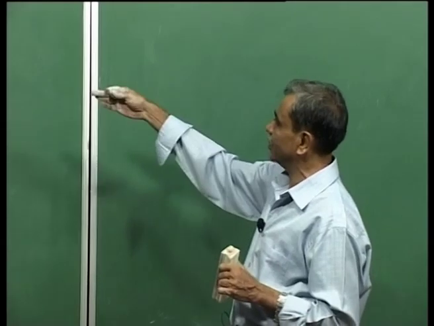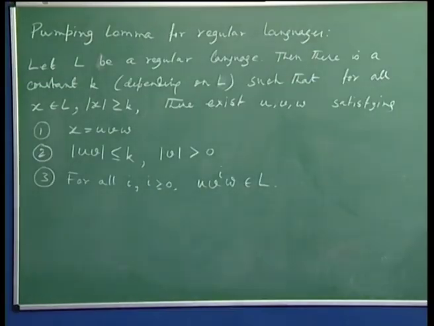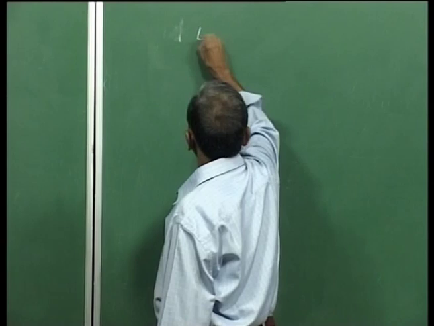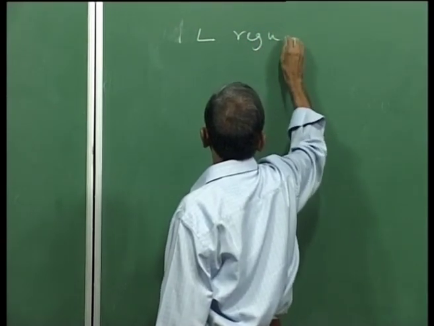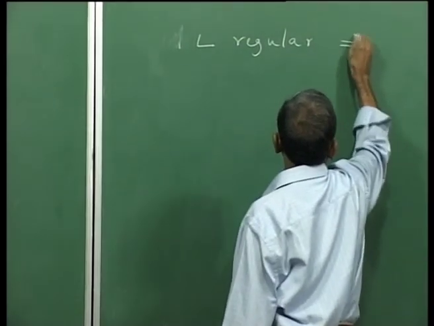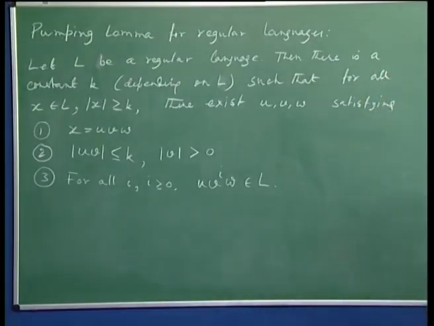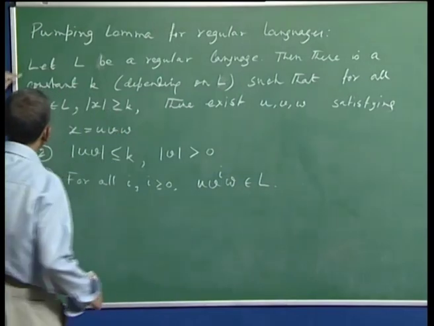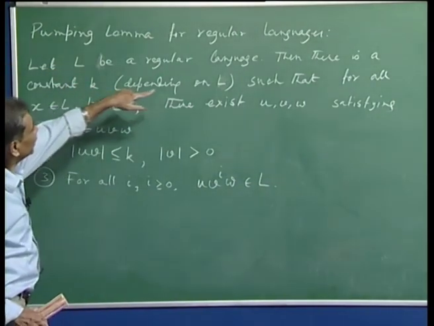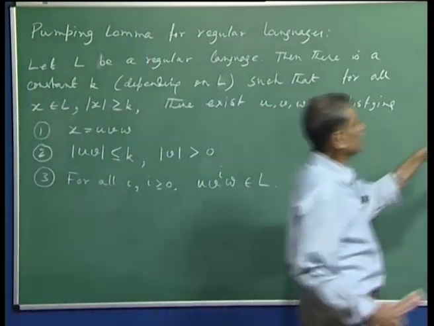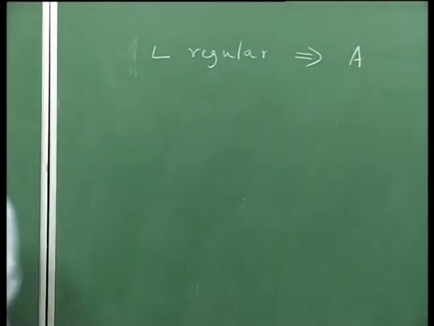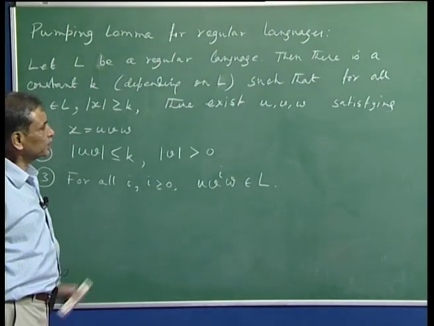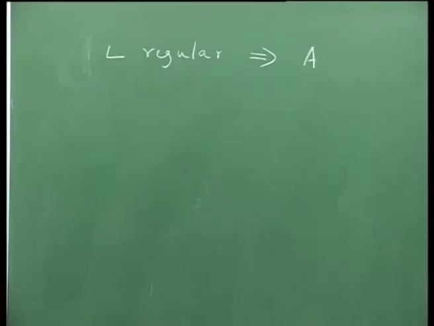What is this assertion? At the top level, this lemma is of the form: L regular implies certain things. Let me call all these things that it implies A. The statement goes like this: let L be regular, then L is regular implies this whole thing. This part I am calling A. Now, look at the statement A. What is A saying?